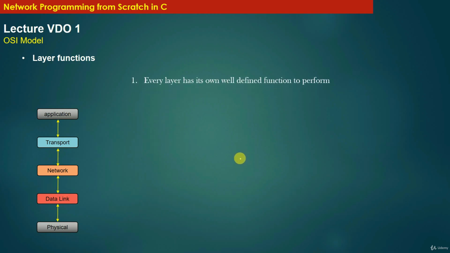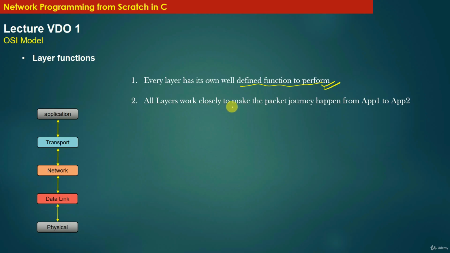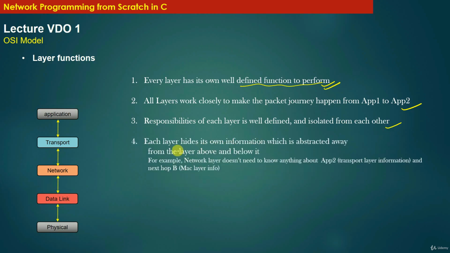So going forward, let us summarize the data encapsulation and decapsulation concepts. Each layer has its own well-defined functions to perform. All layers of the TCP/IP stack work closely to make the packet journey happen from application 1 to application 2. The responsibilities of each layer are well defined and isolated from each other. Each layer hides its own information, which is abstracted away from the layer above and below it. For example, the network layer doesn't need to know anything about app 2. All the network layer knows is the source machine and destination machine. It does not know which application processes are trying to communicate.